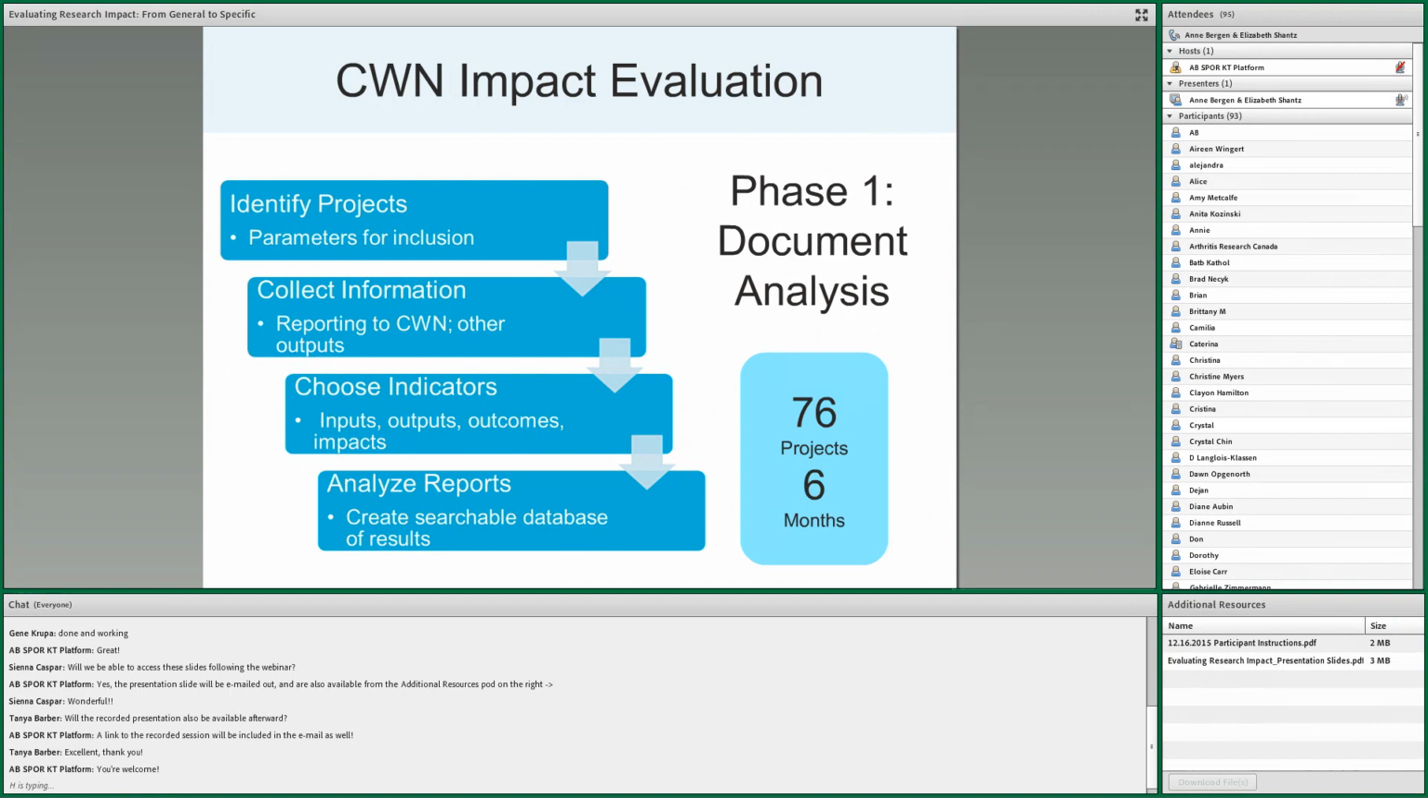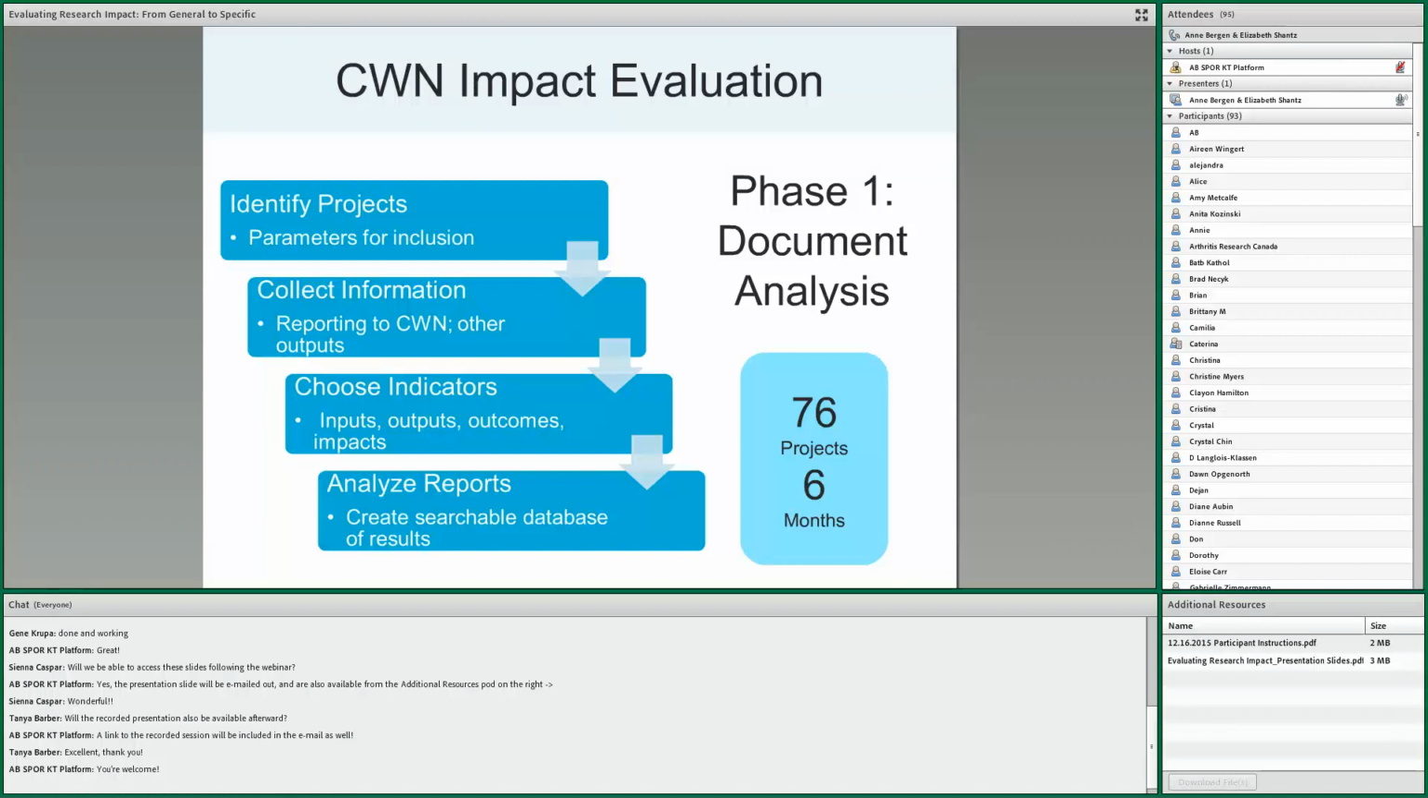So we chose to focus mainly on research-based projects rather than some of the standalone workshops or other knowledge translation initiatives we'd funded. And we also chose to focus on those that had been complete for 2 years or more in order to give some time for outcome changes to happen.